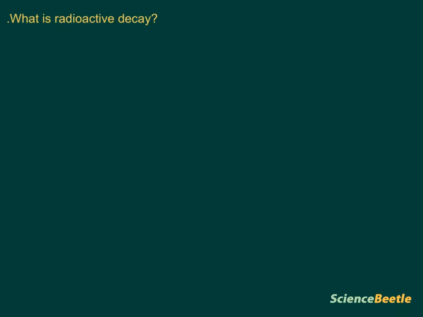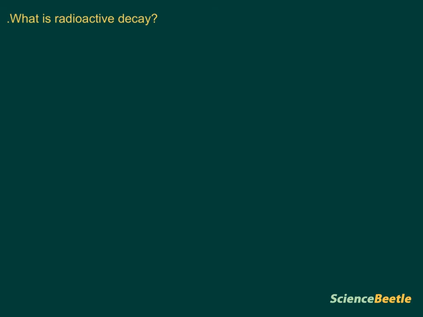Hey, welcome back, students. In this video lesson, I want to go ahead and explain what radioactive decay is. In general and in brief, radioactive decay is a process in which an atom breaks up into smaller parts. And it does this simply to achieve one thing. It wants to achieve stability.